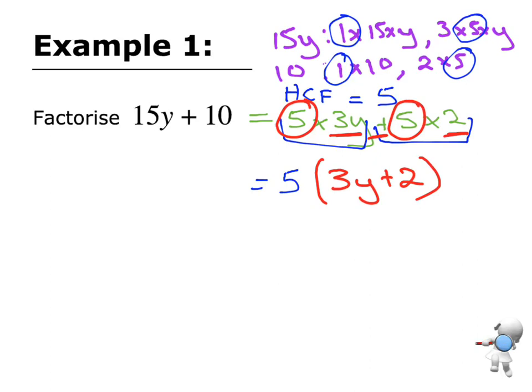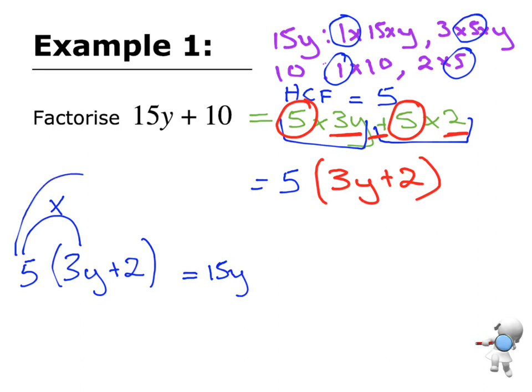We can check our answer if you're not sure. We can expand it out. So if I do it the opposite way now, I can go 5 times 3y will give me 15y, and 5 times 2 would give me plus 10, which is what we started with. So we know we've got that correct.